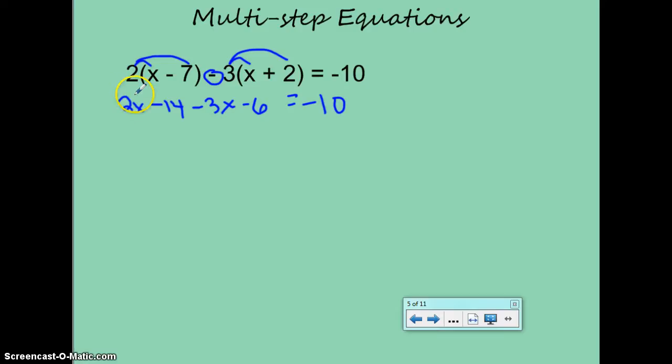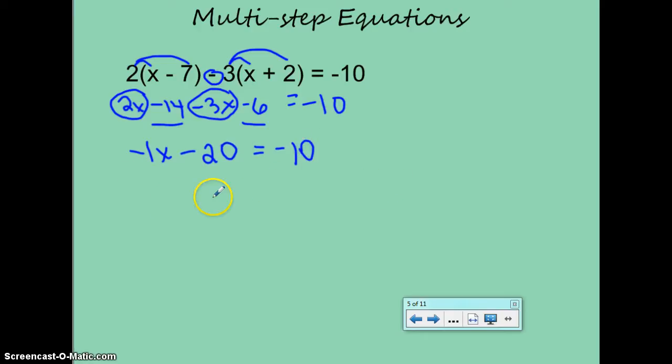So if I look at the x's, I have 2x here, and I have minus 3x there. Remember I told you before we want to circle things, and you always grab the sign in the front. When I combine like terms, I do exactly what it says. So 2x minus 3x is negative 1x. And that would leave me with negative 14 minus 6, which is negative 20. Remember, same sign, add and keep. That gets me my negative 10 that's over here.